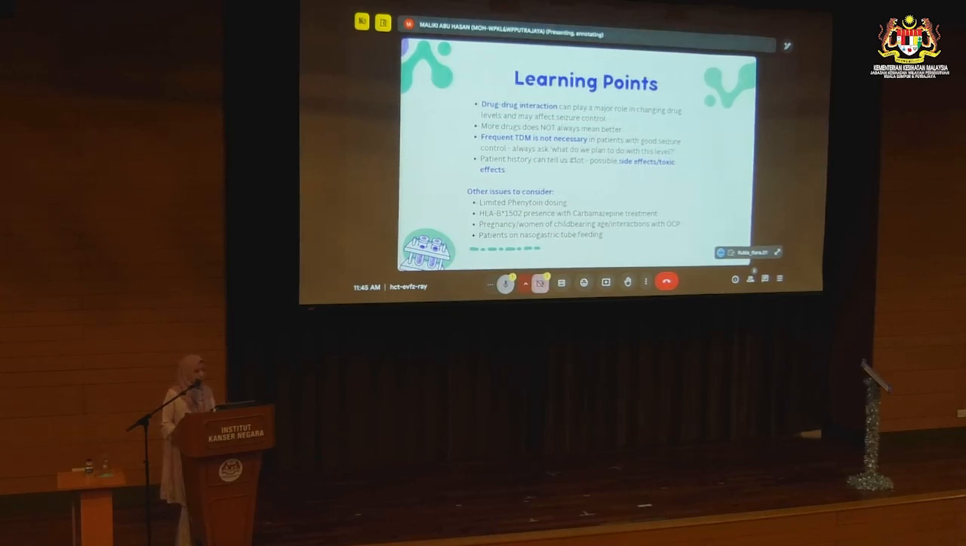Maybe once a year would be enough, just to get an individual range for that patient. We always have to ask, what do we plan to do with this level? Is there any change that we would like to make, or do we just want to see?